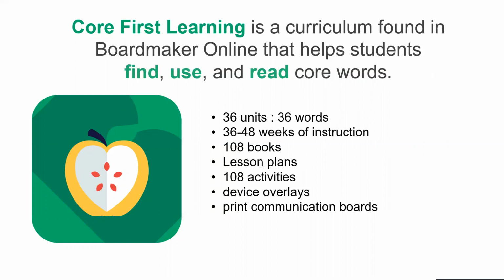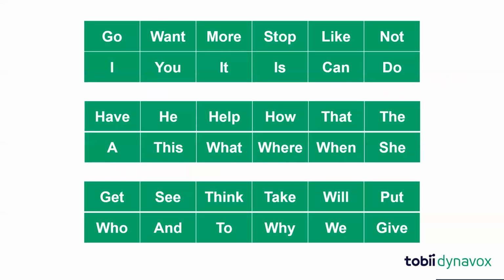We'll see how in Core First Learning you also get lesson plans and activities. There are device overlays, so if you have people using things like a GoTalk or a ProxTalker, you can print those overlays out. And we also give you some communication boards for anyone who prefers to use a low-tech system or to model alongside a high-tech one. So these are the 36 words that we focus on in Core First Learning.